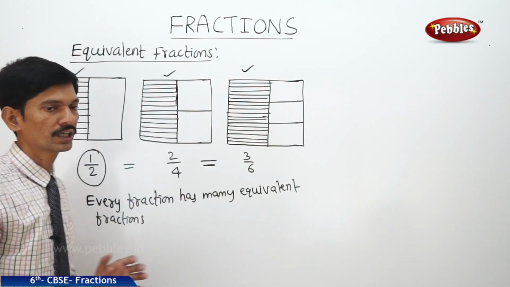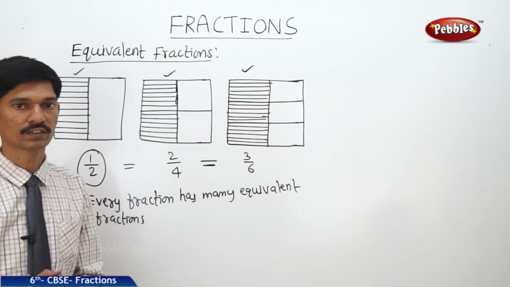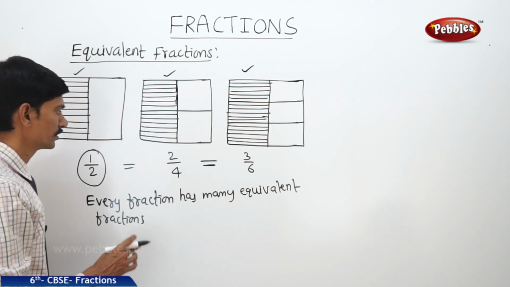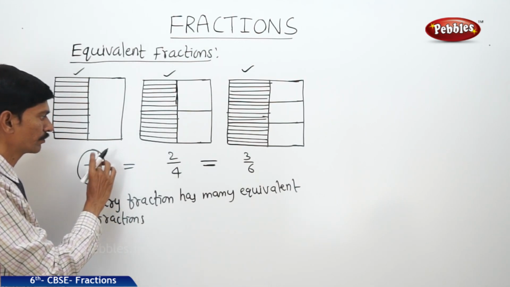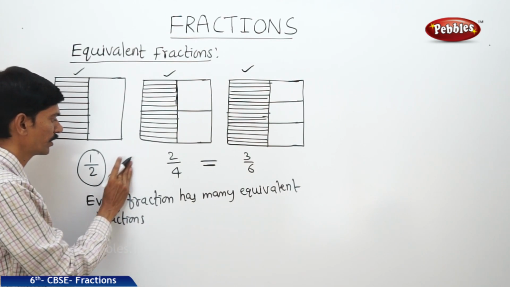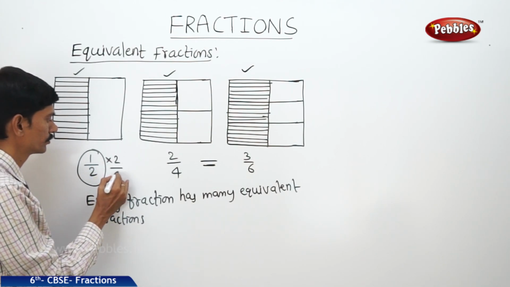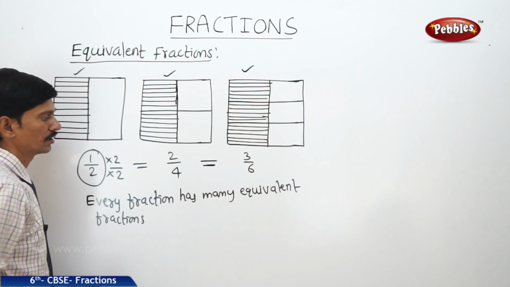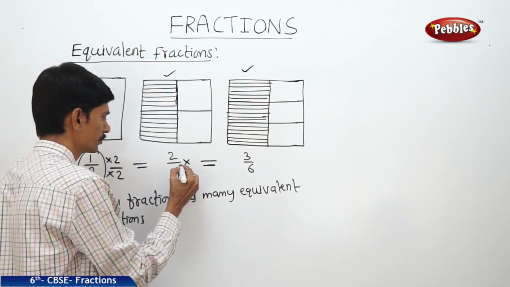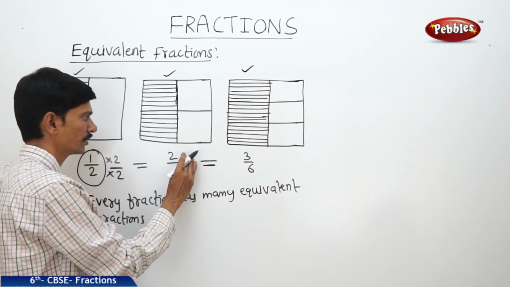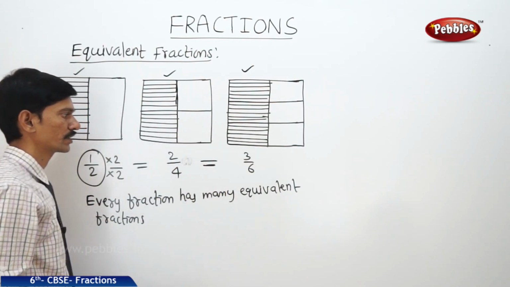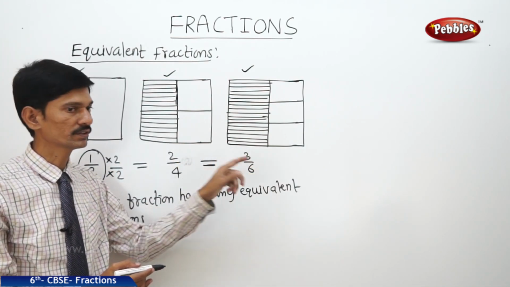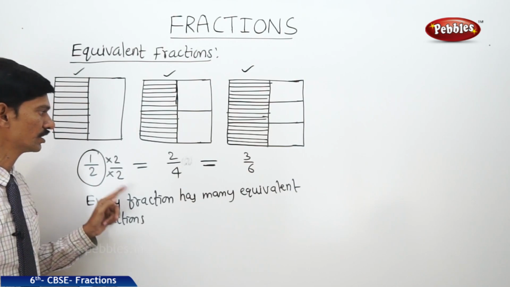Then how to get the equivalent fractions of a given fraction? Now let us see how to get the equivalent fractions of the given fraction. If you take the fraction 1 by 2 and multiply both numerator and denominator by 2, then we get 1 2s are 2 and 2 2s are 4. And if you multiply 1 by 2 by 3 by 3, then we get 3 by 6, because 1 3s are 3 and 2 3s are 6.